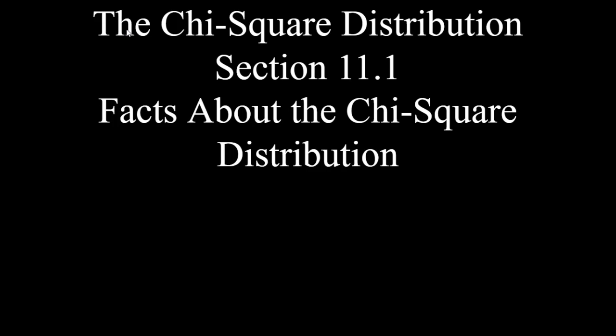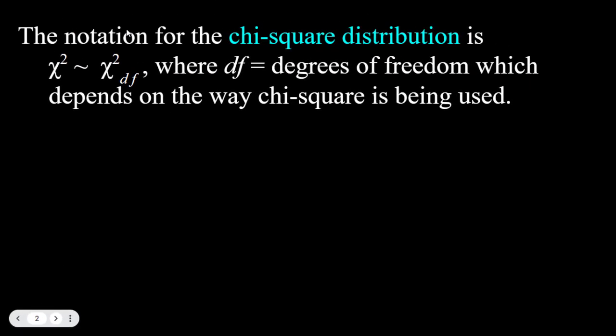In section 11.1, we will introduce a new type of distribution, and that distribution is called the chi-square distribution. So first of all, some facts about the chi-square distribution. The notation for the chi-square distribution is listed here. You can see that's actually the Greek letter chi, and you can see it's chi squared. And then it is a distribution, and it has a certain number of degrees of freedom.